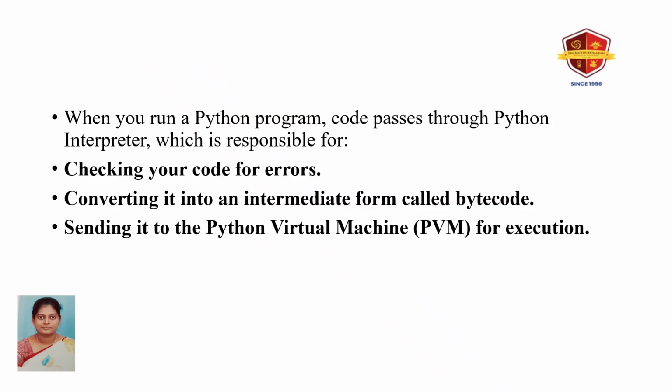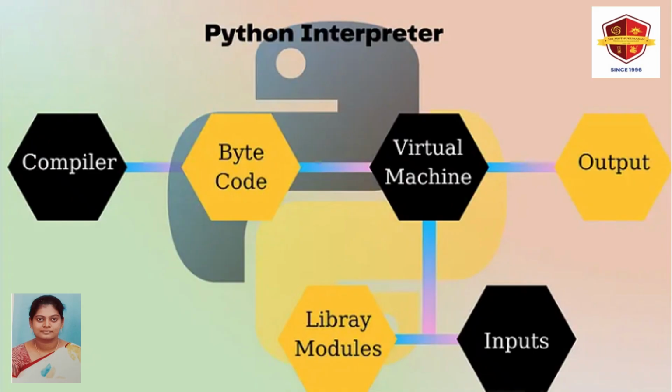When you run a Python program, the code passes through the following stages. First, it checks your code for errors, then converts it to an intermediate form called bytecode. Next, it is sent to the Python virtual machine for execution. You can see this pictorial representation of the different stages involved in the Python interpreter. Starting from the compiler, bytecode is generated. Then it is sent to a virtual machine, which includes Python library modules and inputs for your program. And finally, output is given.